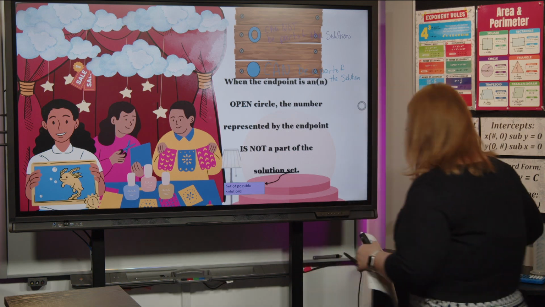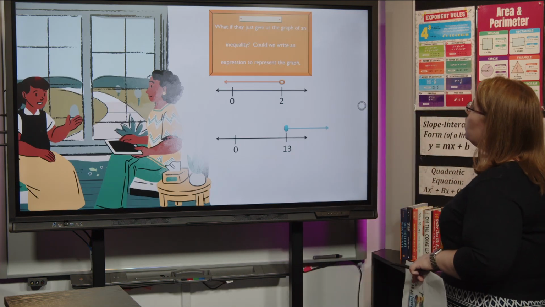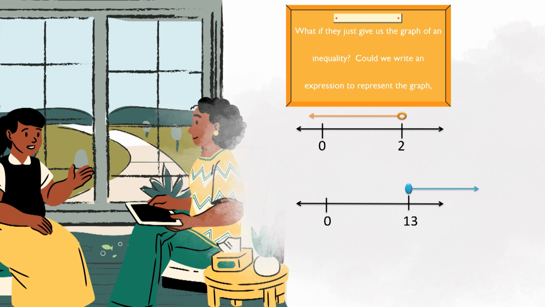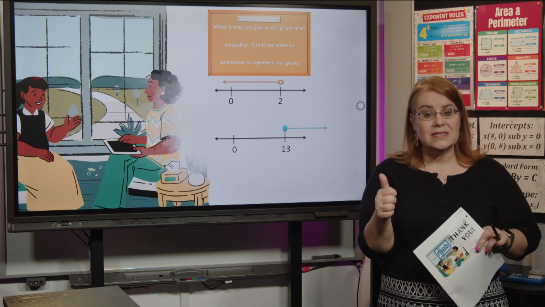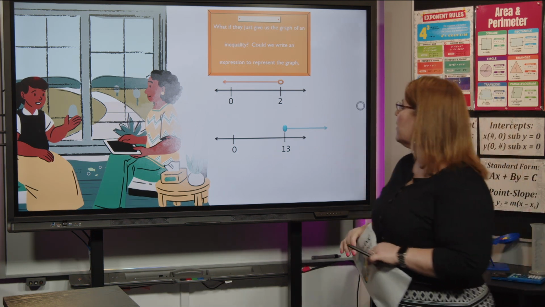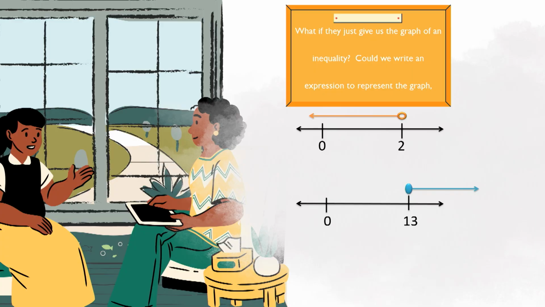That was a good job. All right, so let's look at the next one. It says, what if they give us the graph of an inequality? Could we write an expression to represent the graph? So now it's really important that we understand the meanings of the graphs and what the inequalities mean. So let's go ahead and look. I am looking at this number line, and I have an open circle, meaning it can't be a part of it. And then I'm graphing to the right. So I'm going to write it two ways. My x's are less than 2, or my 2 is greater than my x's.